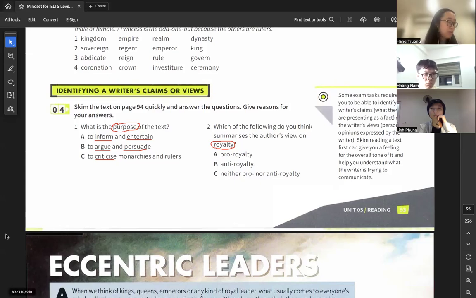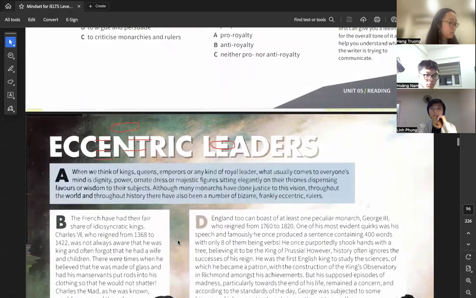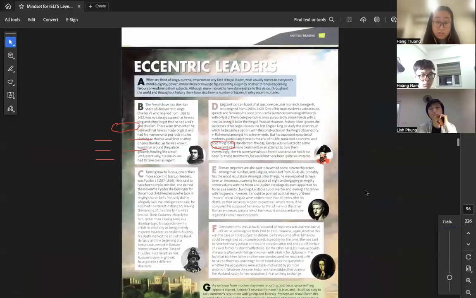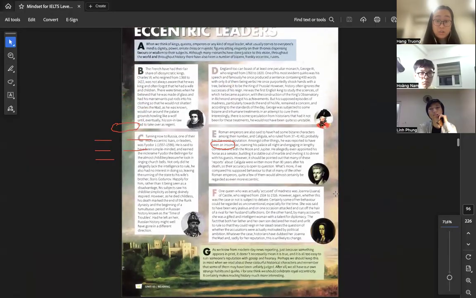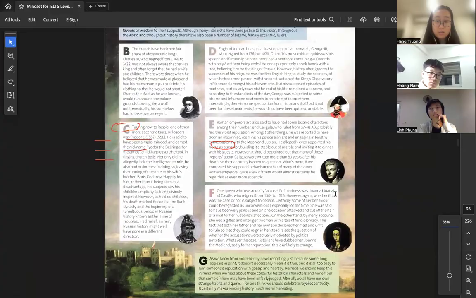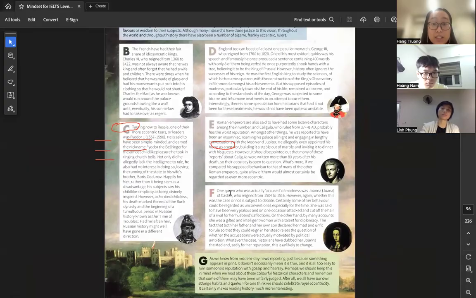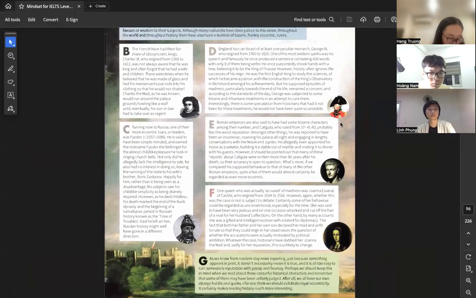Okay, I'll give you about, wait, this text only spends one page. Let's take about 4 minutes, skim through, and okay, 5 minutes, and answer the two questions. Nếu mà muốn nhìn to hơn thì mọi người có thể bật cái PDF ở trong máy của mình lên. Which page is it? It's page 94. Eccentric leaders.